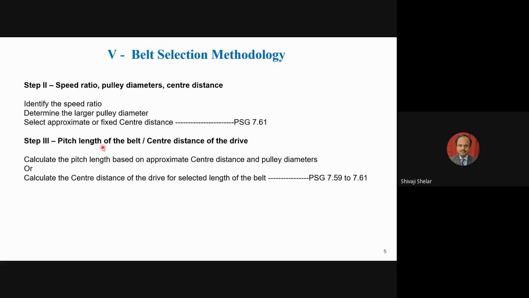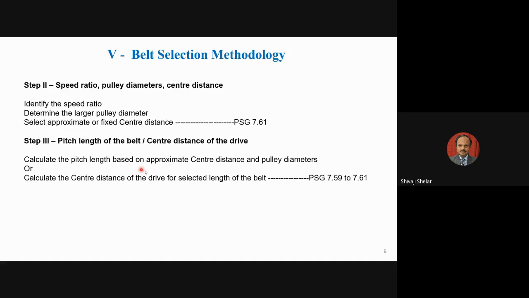Or if you know the standard belt length, then you can determine the center distance for that drive. So normally, if a fixed center distance is there, you have to go for pitch length calculation. And if you can vary the center distance of the belt shafts, then you can go for the standard pitch length of the belt and calculate the center distance required for that drive.